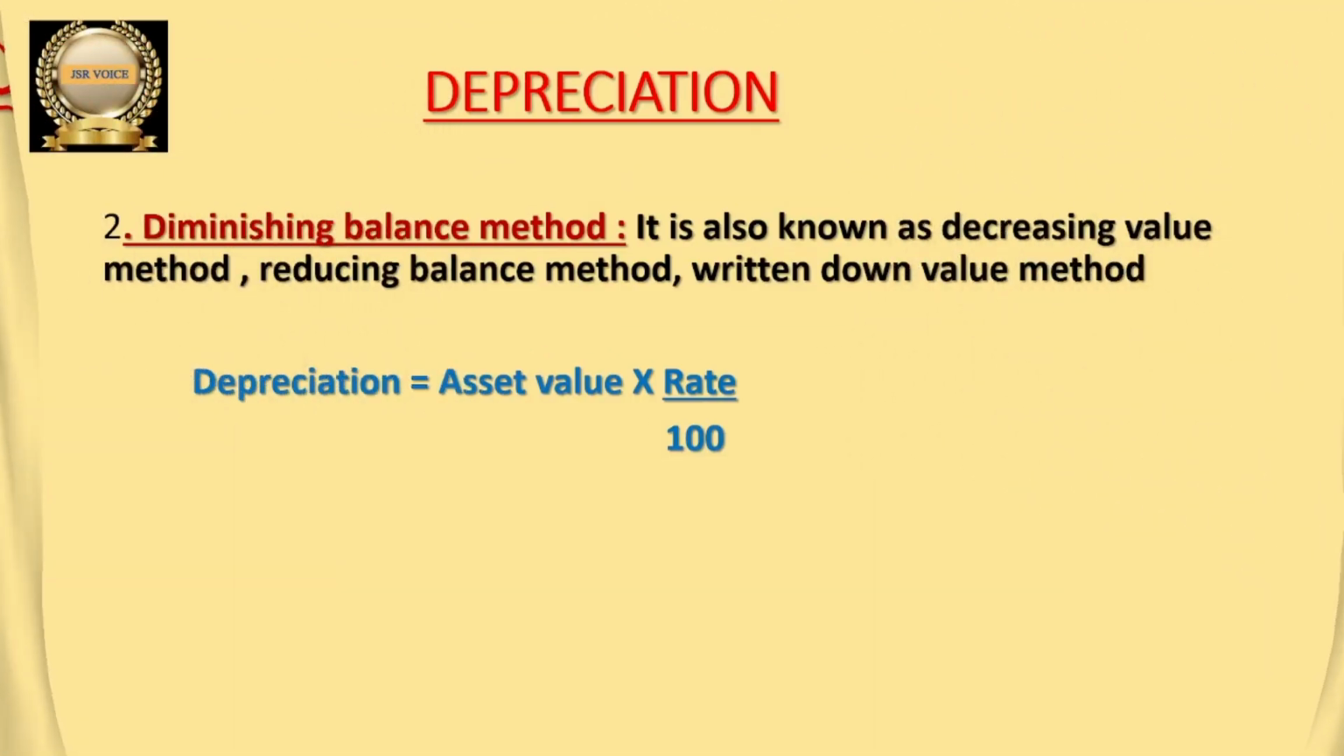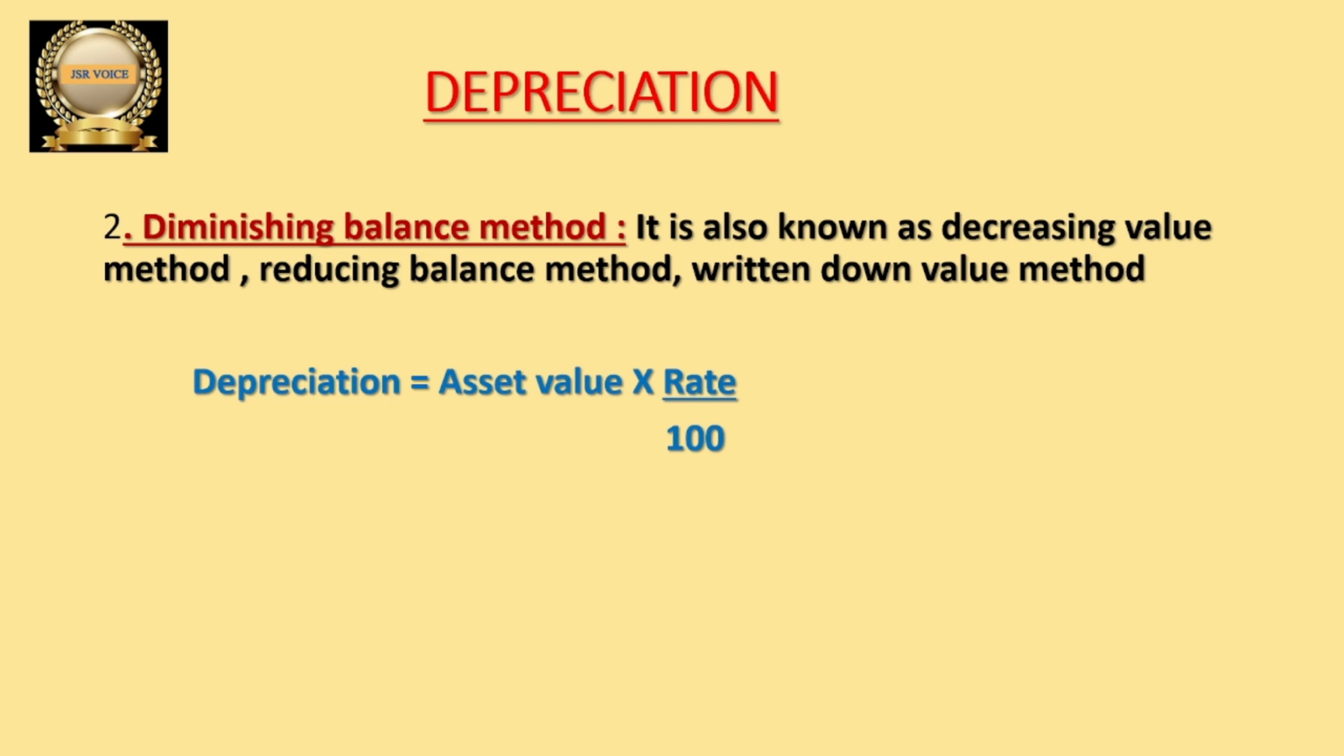I told you that there are 2 methods to calculate the depreciation. First method is fixed installment method, we discussed just now, and second one is diminishing balance method. We can calculate depreciation under these 2 methods because these are 2 popular methods. And you may get a doubt, what is the difference between these 2 methods?